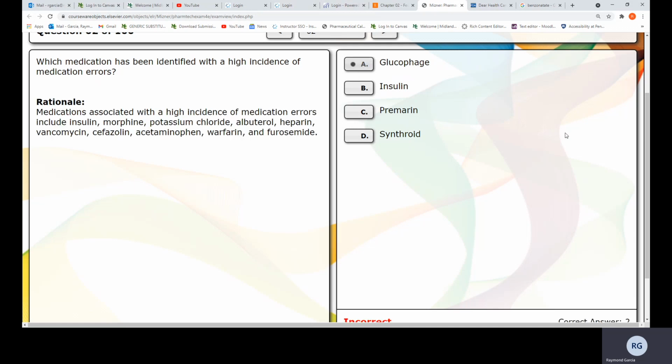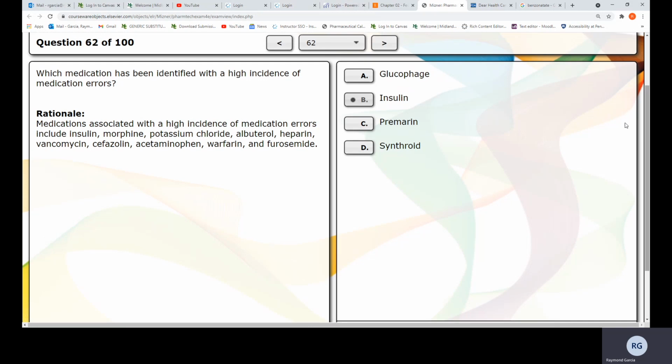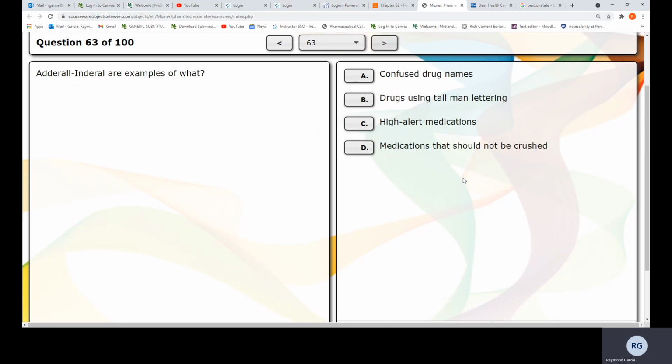Medications associated with a high incidence of medication errors are insulin, morphine, potassium chloride, albuterol, heparin, vancomycin, sulfasalazine, acetaminophen, wow, warfarin, and furosemide. Surprise, acetaminophen. Adderall and Inderal are examples of confused drug names, drugs that use Tall Man lettering, high alert medications, and medications that should not be crushed.